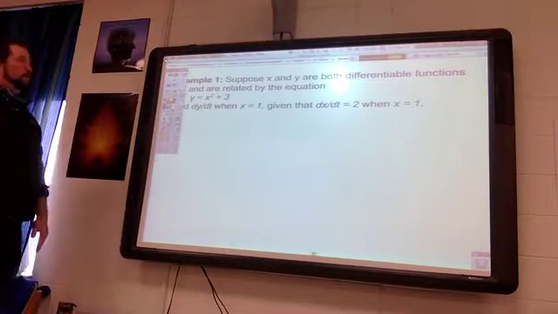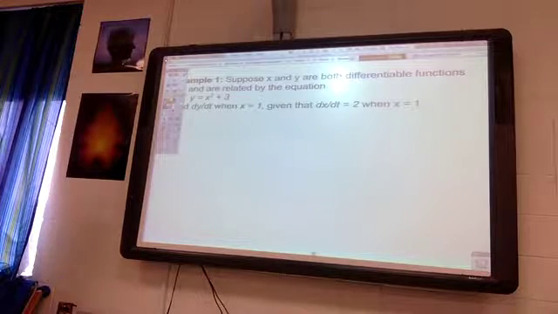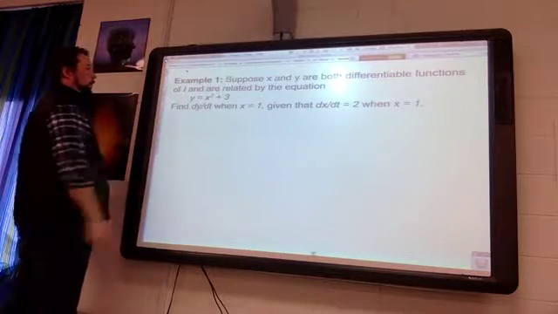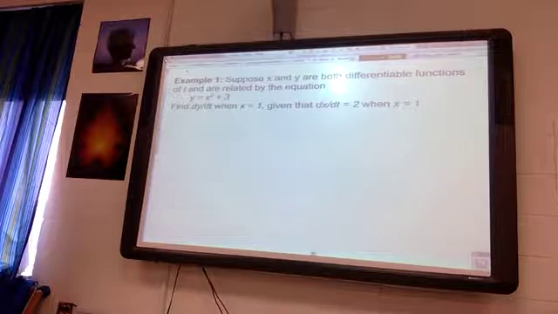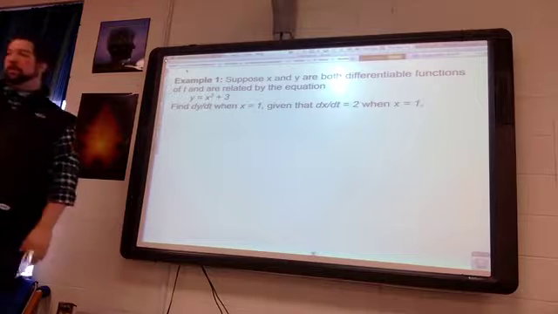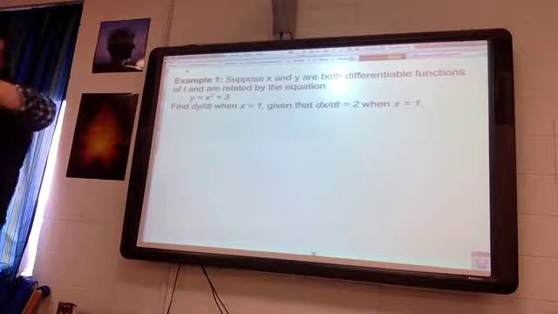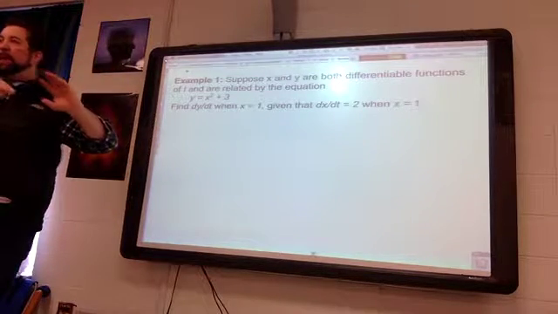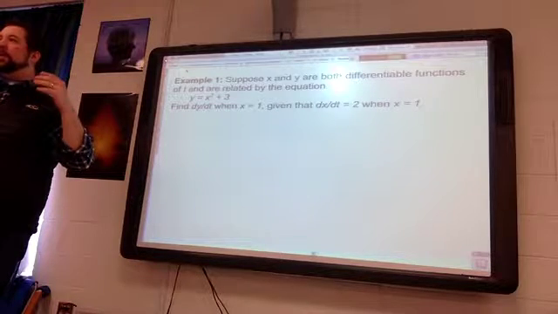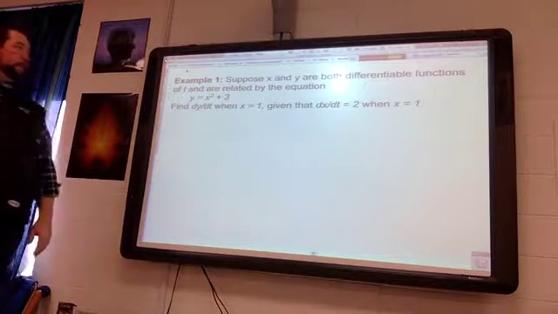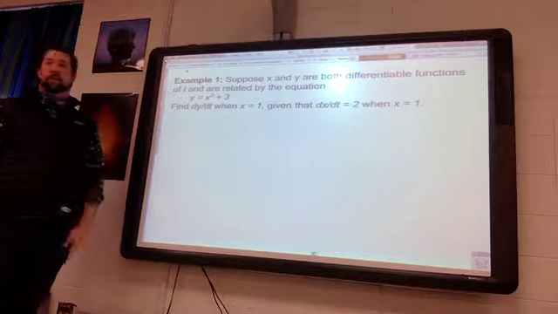Example 1. Suppose that x and y are both differentiable functions of t and are related by the equation y is equal to x squared plus 3. The parametric functions on Khan Academy that I told you not to do are related to this as well, except they actually give you an equation, x is equal to something with t in it. Here we just give you a function, but they're changing with respect to time. So I know y is equal to x squared plus 3.